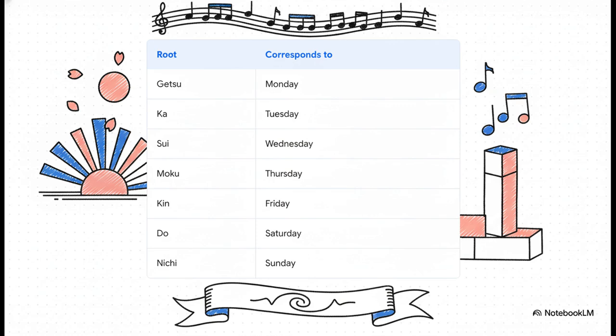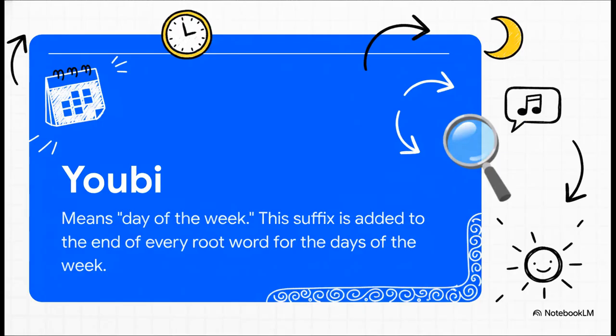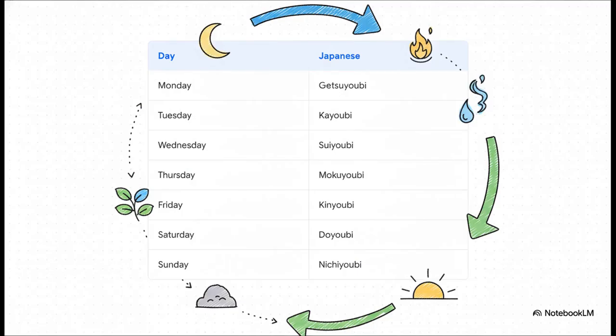Let's just say them together to get a feel for it. Ready? Getsu, ka, sui, moku, kin, do, nichi. Let's do it again, like a little chant. Getsu, ka, sui, moku, kin, do, nichi. Got it? And here's the second half of that formula, the easy part. Yobi. It just means day of the week, and it's the bit you tack on at the end of every single root we just learned. It never changes.